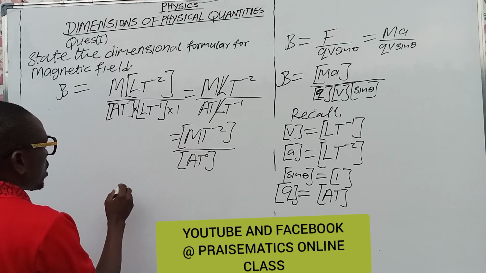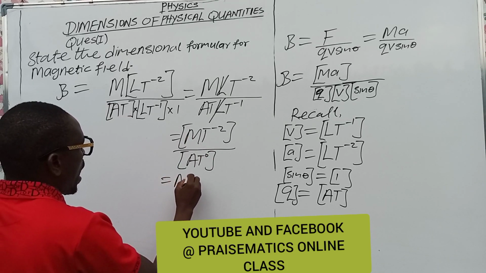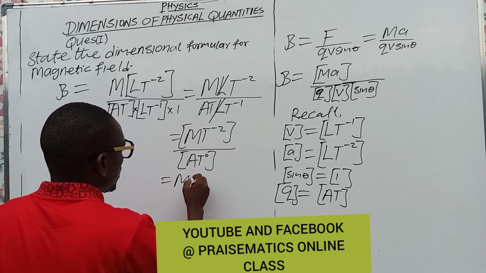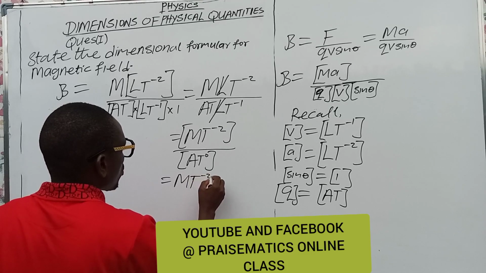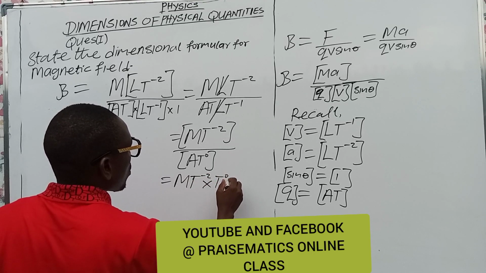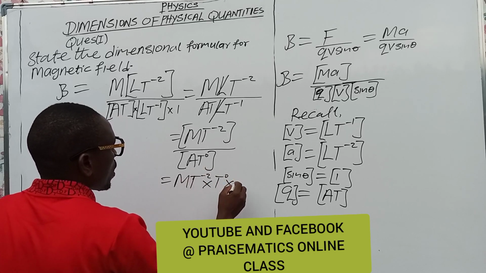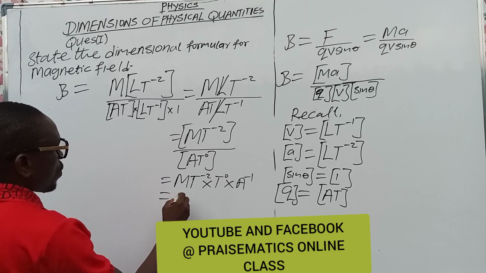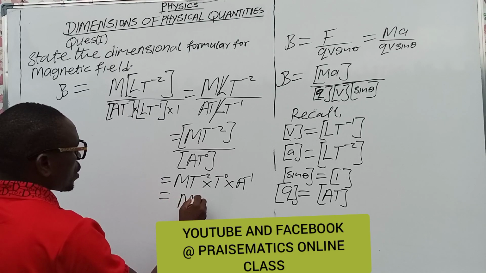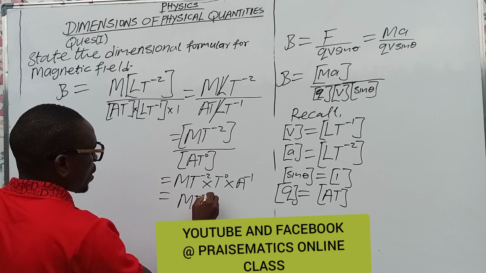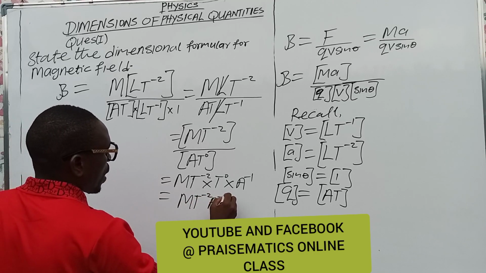Now I'm taking this thing up. What do we have? We have M to what? Taking this up, M to t raised to the power minus 2 multiplied by t raised to the power 0 multiplied by A raised to the power what? Minus 1. Finally, what do we have? We have the dimension as M into T raised to the power minus 2, A raised to the power minus 1.